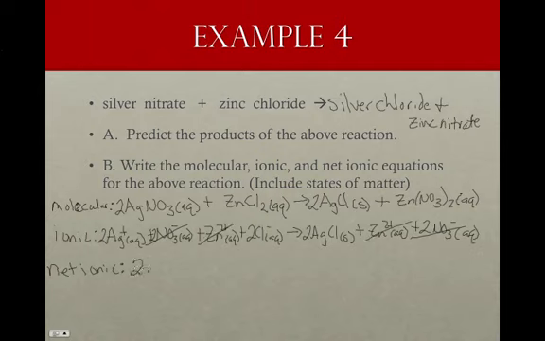And so we should get 2 Ag+ aqueous plus 2 Cl- aqueous goes to 2 AgCl solid. And because all of these are 2, we don't need to include that, so it should just be Ag+ plus Cl- goes to AgCl.